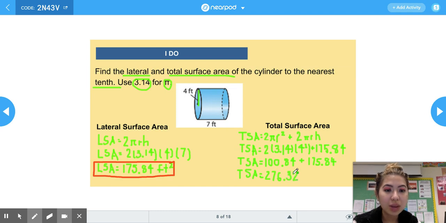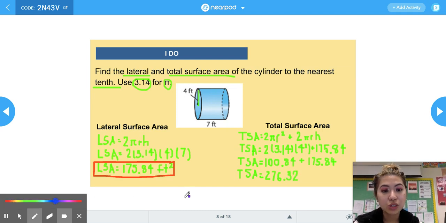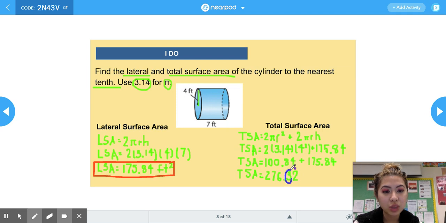Because we have to round to the nearest tenth, I'm going to circle the number that's in the 10th place, which is the 3. I'm going to underline the number that's to the right of that. So 4 or less, we're going to let the 3 rest. So our answer is going to be 276.3 feet squared. And that is our total surface area of this cylinder.